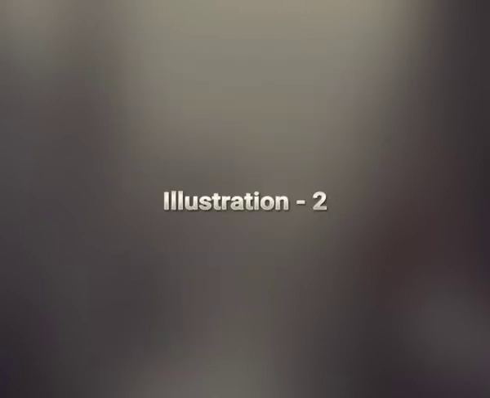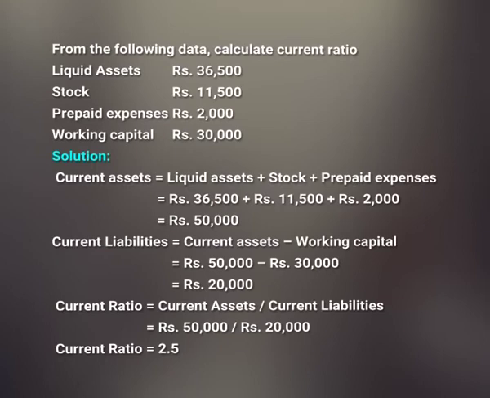We will see one more illustration on this. From the following data, calculate current ratio. Liquid assets is given as rupees 36,500. Stock is given to us as rupees 11,500. Prepaid expenses is given to us as rupees 2,000. Working capital is given as rupees 30,000. Now, we will see the solution to this.